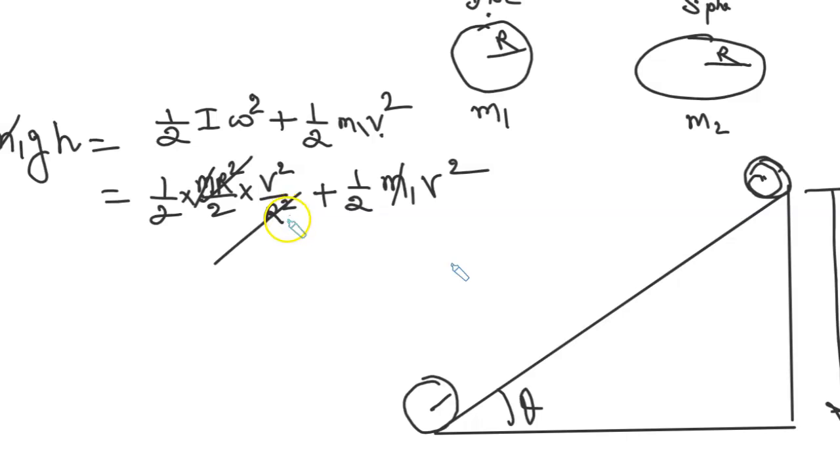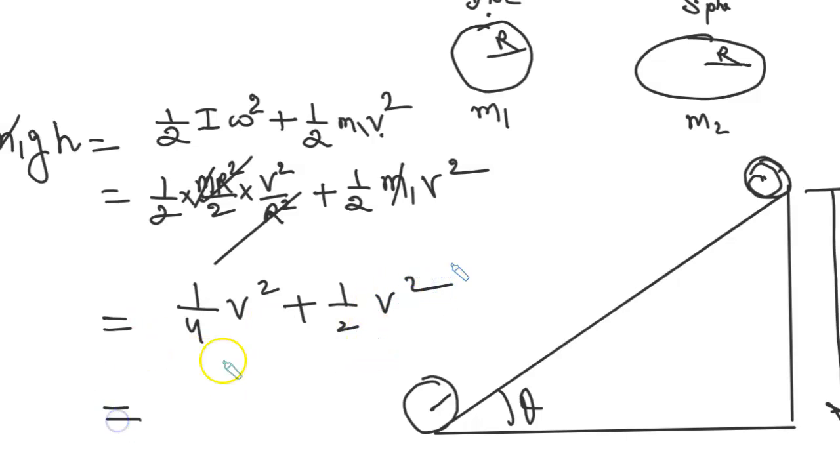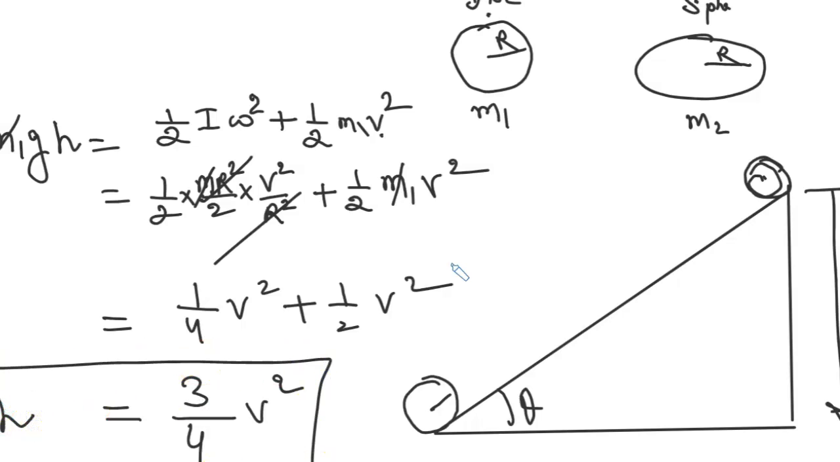R square cancel. Yes, cancel. So what is the total V here? Total 1 by 2 V square plus 1 by 4 V square, which is 3/4 V square, is equal to GH. Correct? Yes, but G and H are the same. Only V is different; we have to find whose V is more.